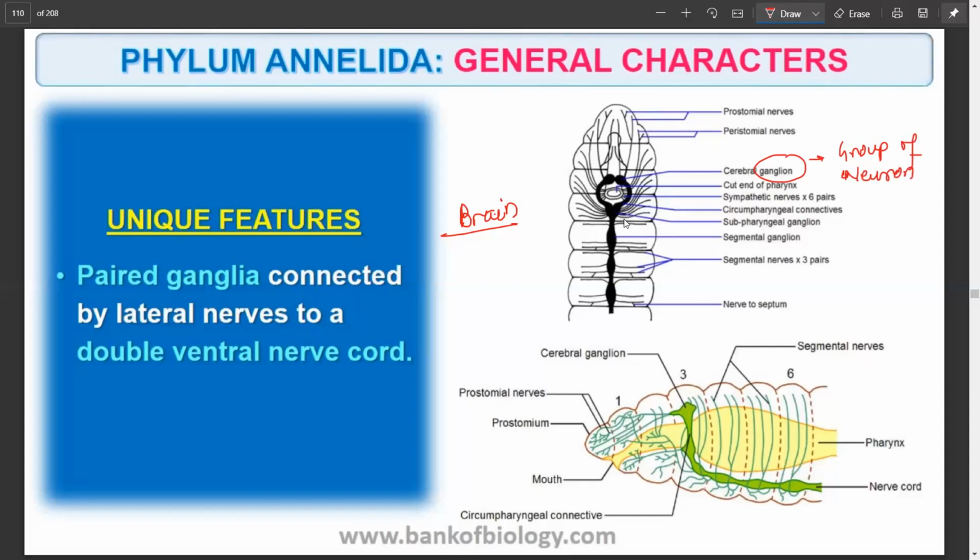So this paired ganglion structure connects to the ventral nerve cord. They run through the entire body, as we talked about. This is the ventral side. So on the ventral side, the ventral nerve cord runs through completely, and finally connects to the cerebral ganglion. So here you see the development of the neural system. Primitive, but there is some sort of development.